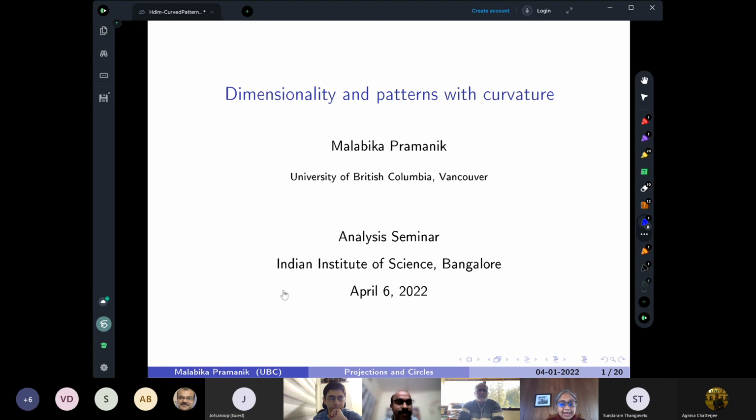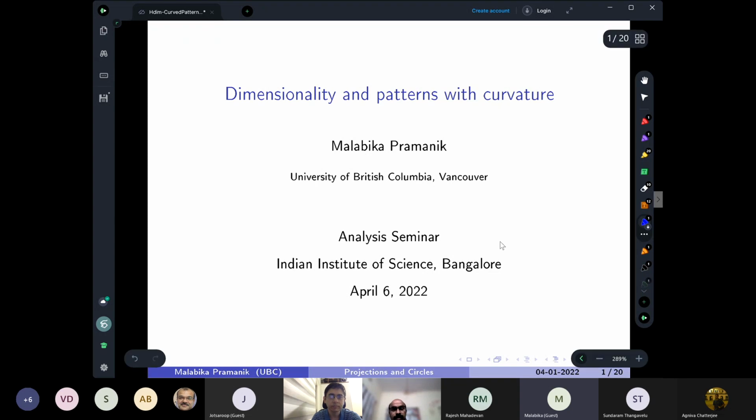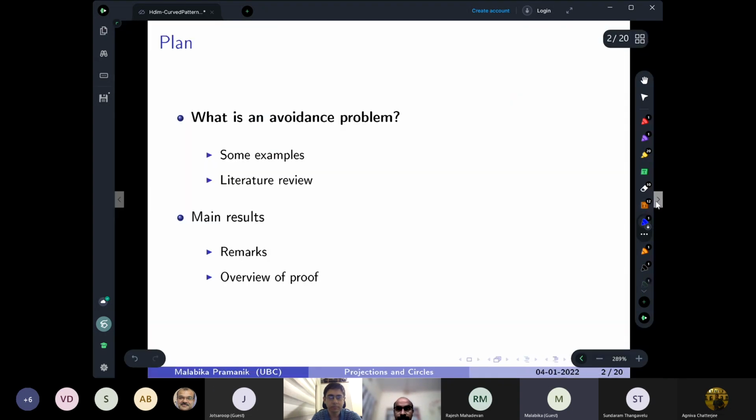Okay, so what I'd like to talk about is the role that size or dimension plays in identifying patterns with curvature. So here's a plan for my talk. There are two parts to it. The first is to explain what an avoidance problem is, give you some examples, and do a brief literature review, following up with the main results that I want to report on today.